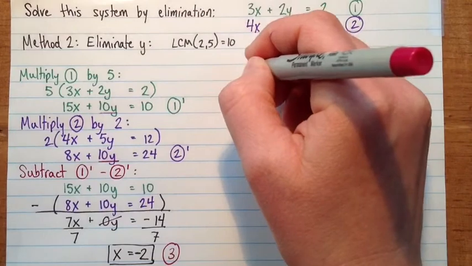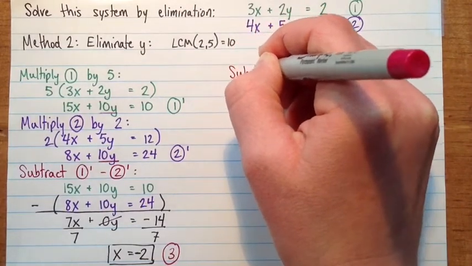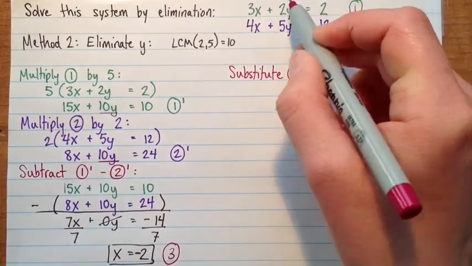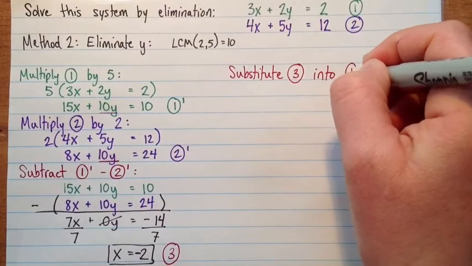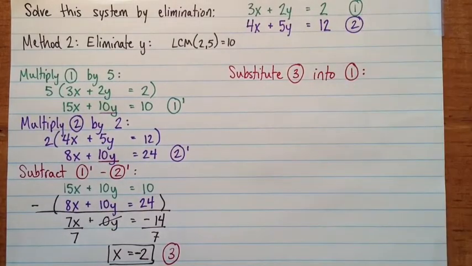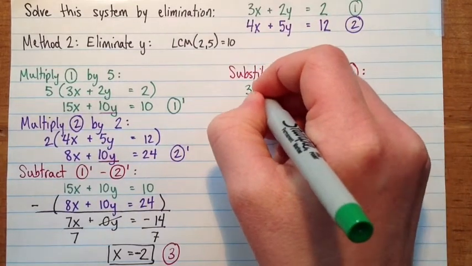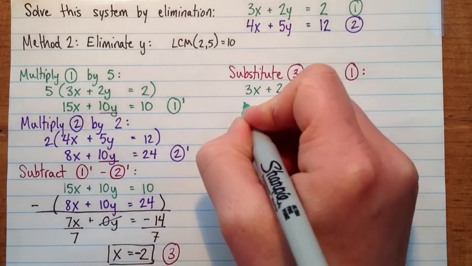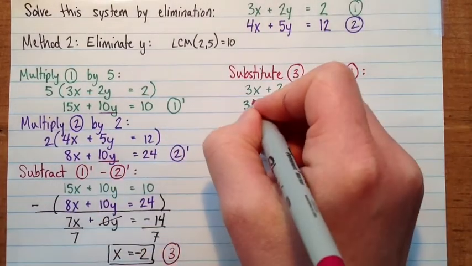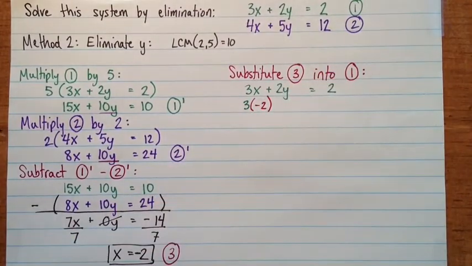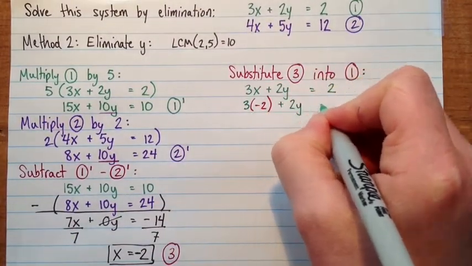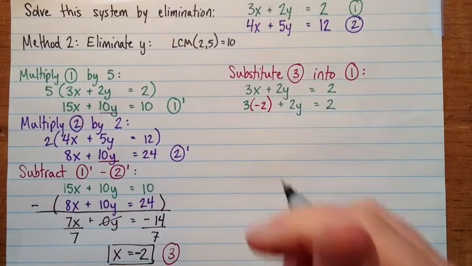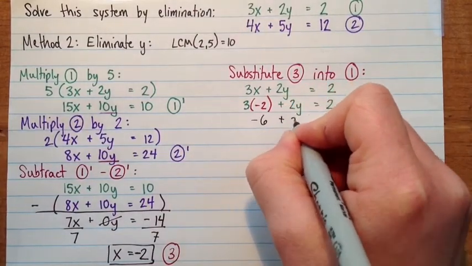Okay, so substitute equation 3 into, and I don't think either one is easier or harder than the other, so maybe I'll substitute it into 1. So equation 1 was 3x plus 2y equals 2. And I'm going to replace my x with negative 2. And I still have plus 2y equals 2. So that gives me negative negative 6 plus 2y equals 2.